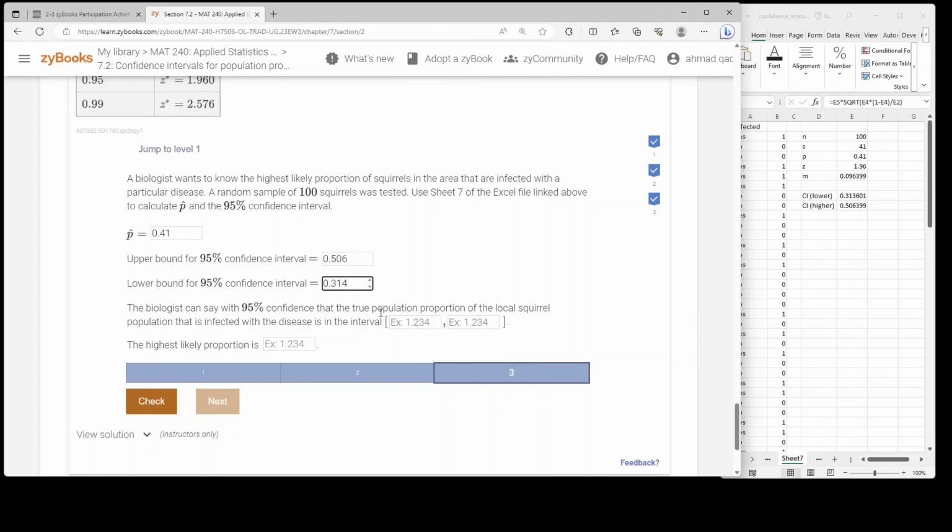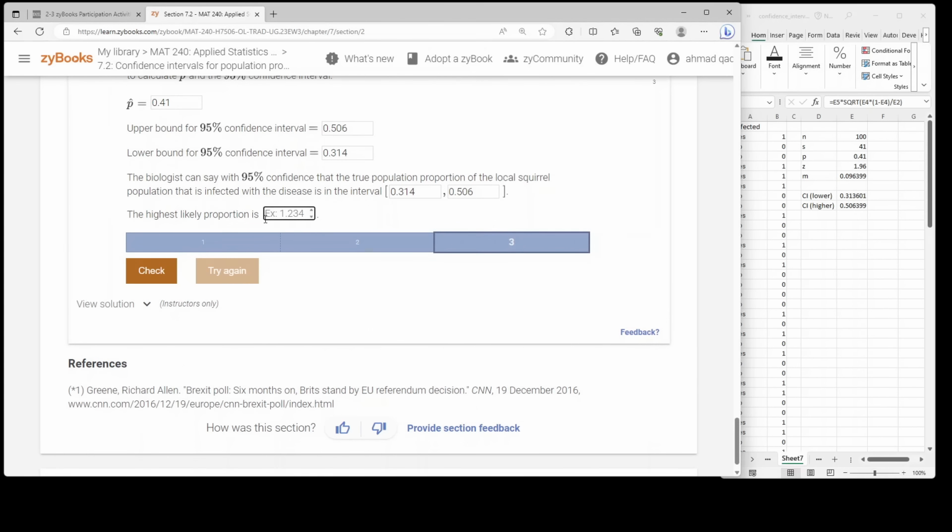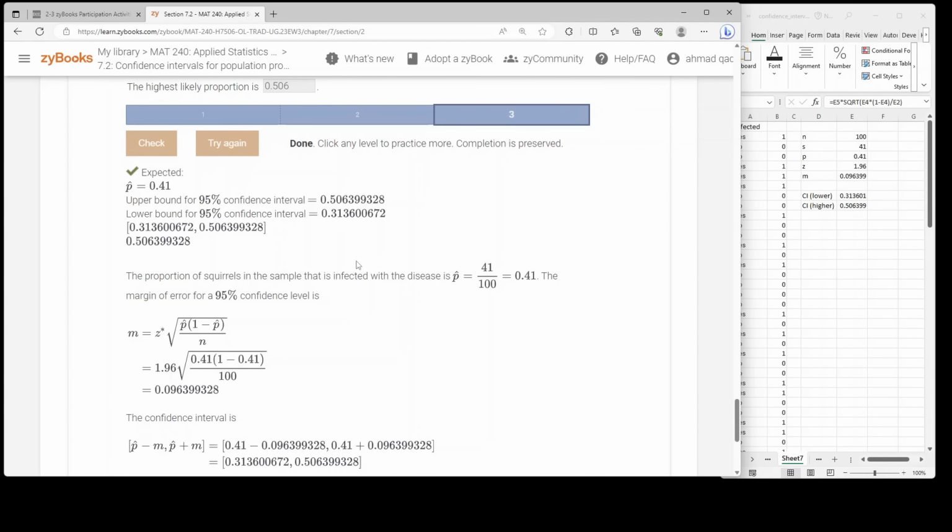Now, the biologist can say with 95% confidence that the true population proportion of the local squirrel population that is infected with the disease is in this interval. So we type the lower bound first and then the upper bound here. Oops, and I forgot to enter this value. So let's just go ahead and enter this. The highest likely proportion would be the upper bound of the confidence interval. So 0.506. And these are the correct answers.